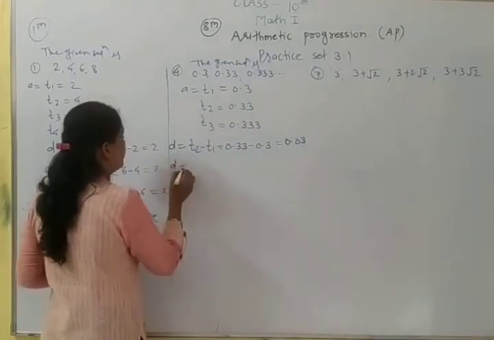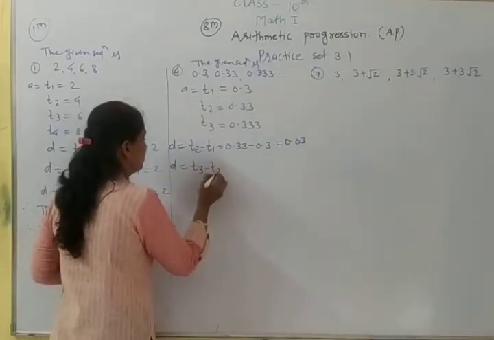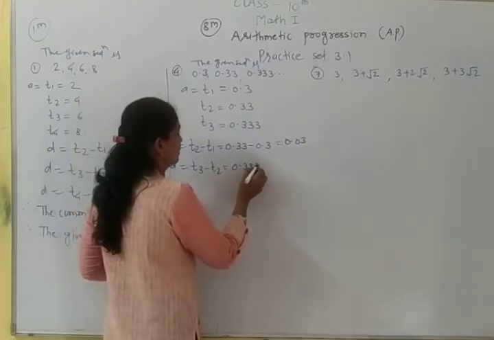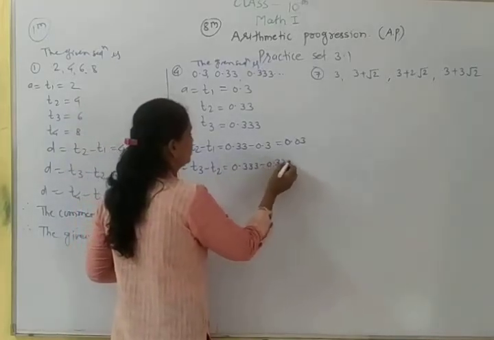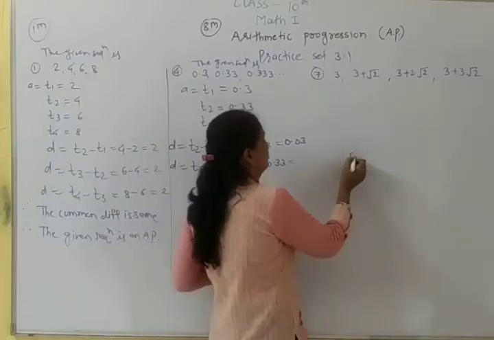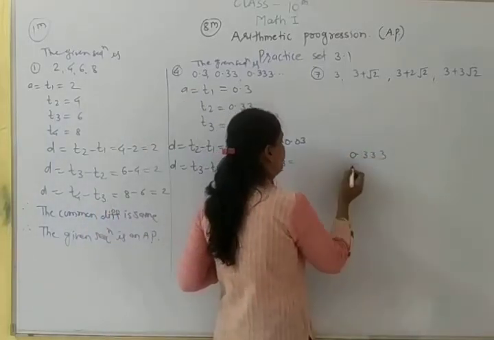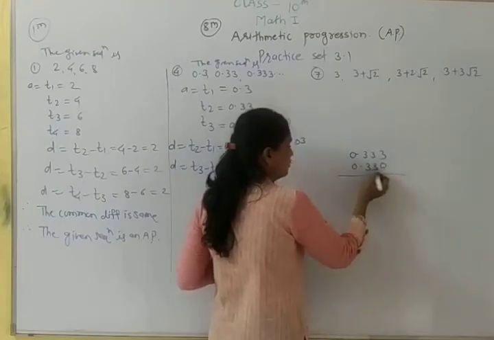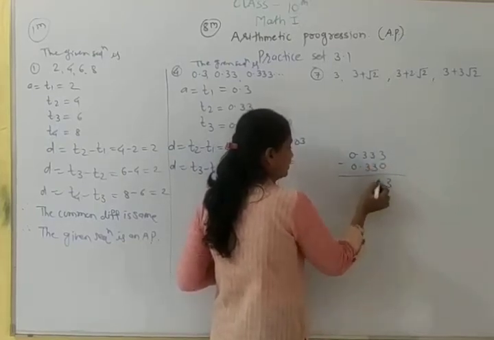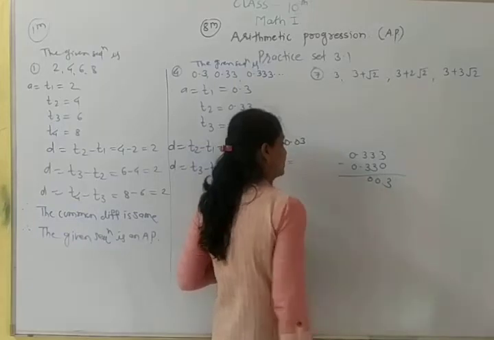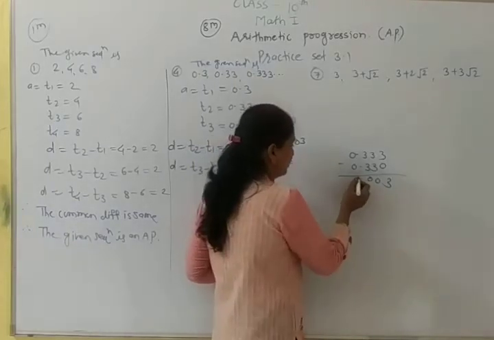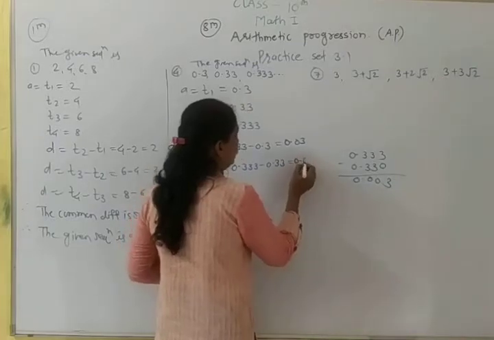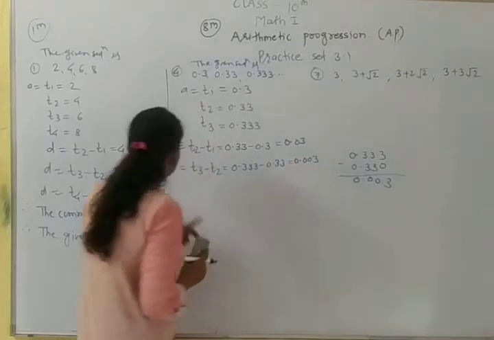Again D equal to T3 minus T2. T3 is 0.333 and T2 is 0.33. Write down here 0.333 minus 0.33: 3 minus 0, 3; 3 minus 3, 0; and 0 minus 0, 0. So the difference is 0.003. Then check the difference.